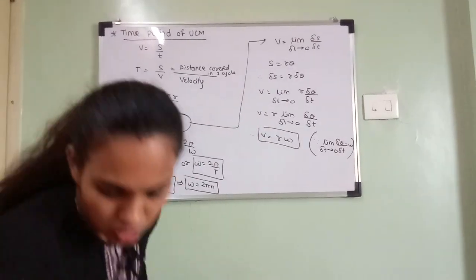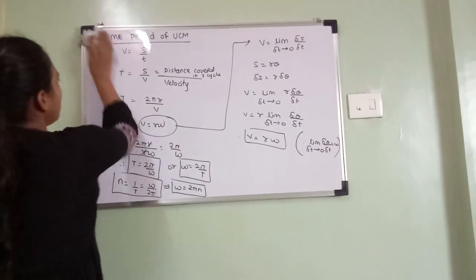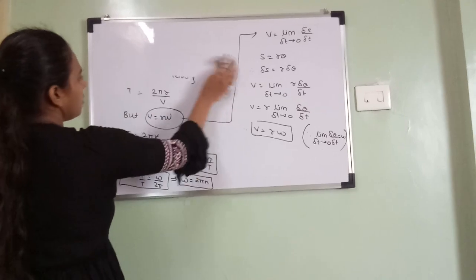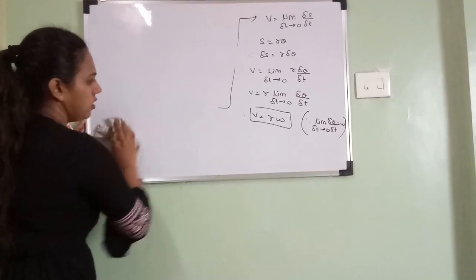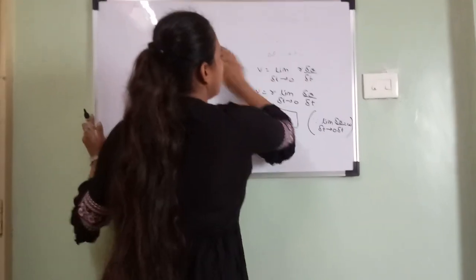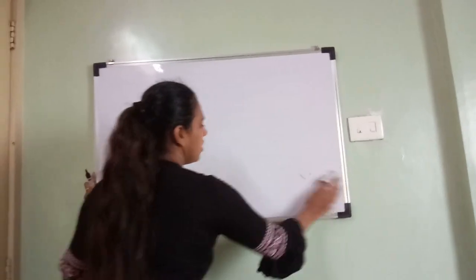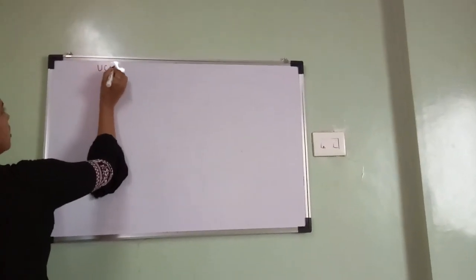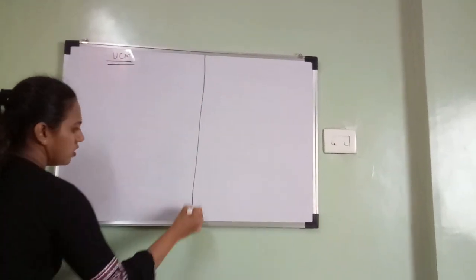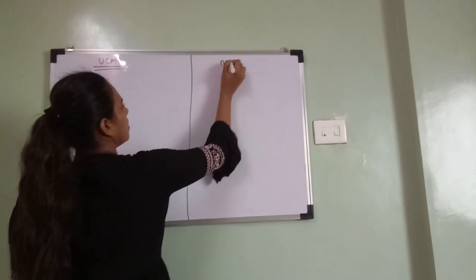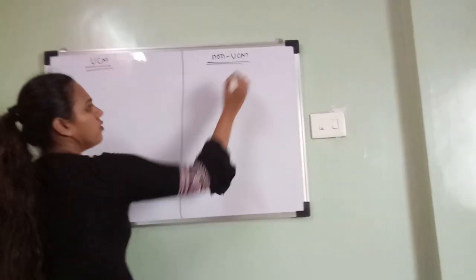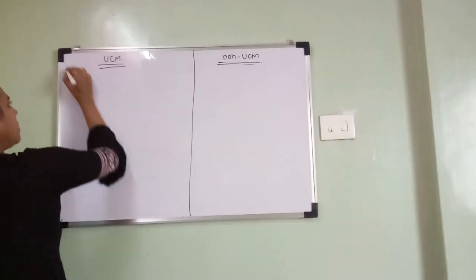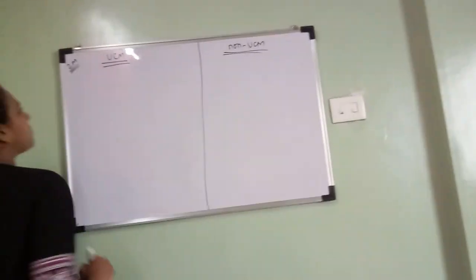Now the last question from this topic is distinguish between UCM and non-UCM. That we will cover. So see, here we will take UCM, which is uniform circular motion. Here we will take non-UCM, which is non-uniform circular motion. First point, this distinguish between will come for 2 marks.